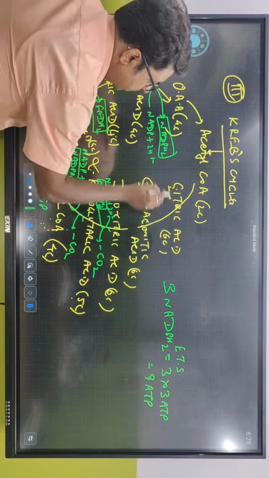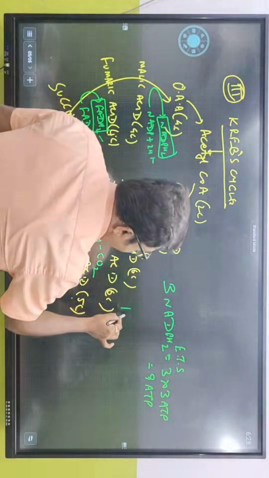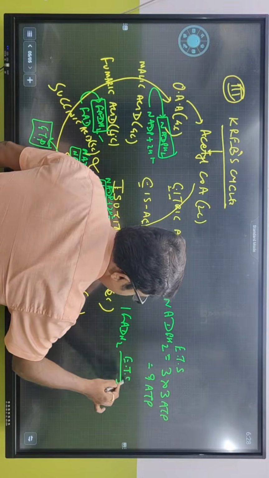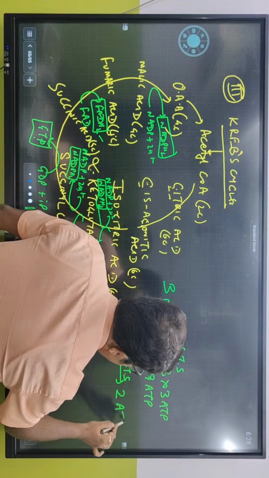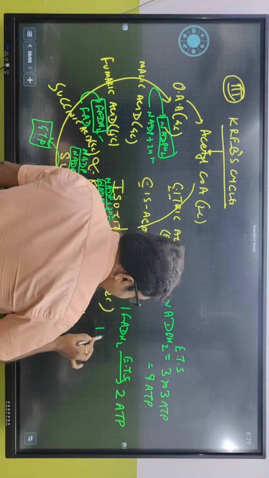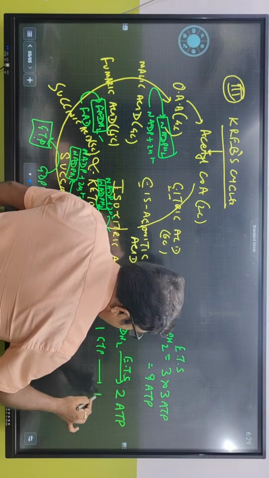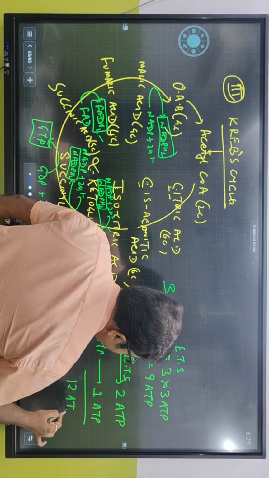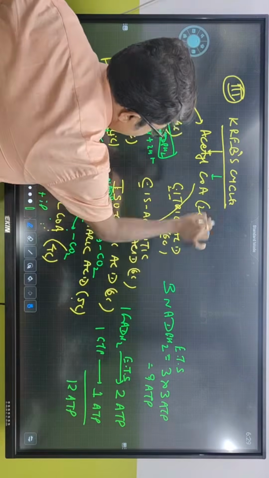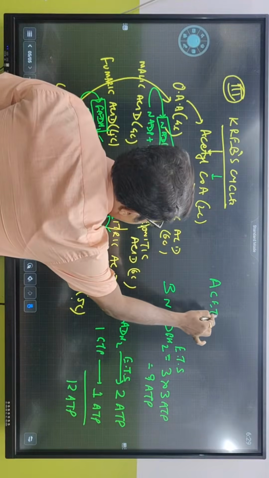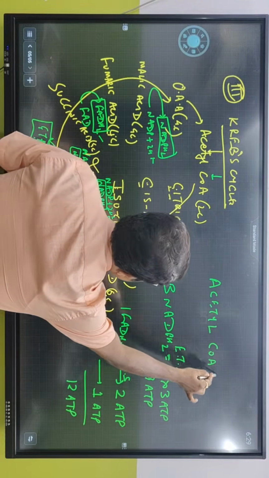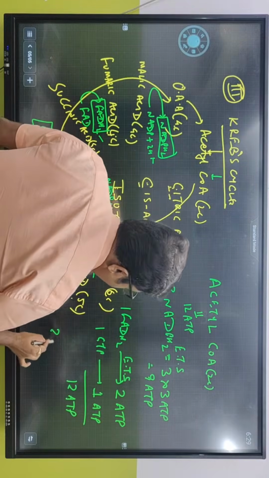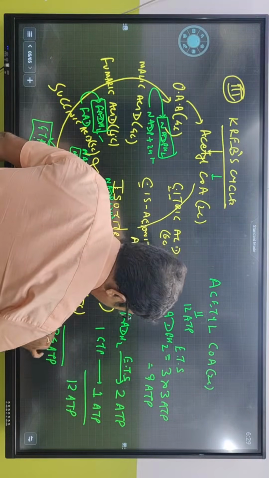And then one FADH2. So one FADH2, when it gets inside the electron transport system, how much ATP will you get? 2 ATP. And one GTP is equal to 1 ATP. So in total you will be getting 12 ATP from one Krebs cycle. And there are two such Krebs cycles, because one acetyl-CoA is also sitting there, and that will also go to do the Krebs cycle. So that is also going to give rise to 12 ATP. So 12 plus 12, 24 ATP.